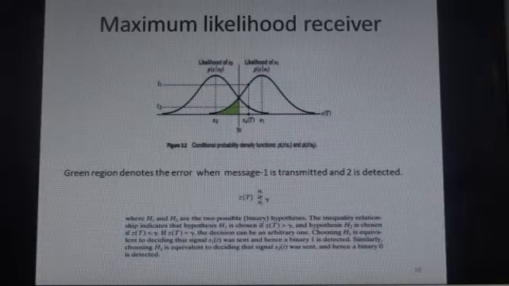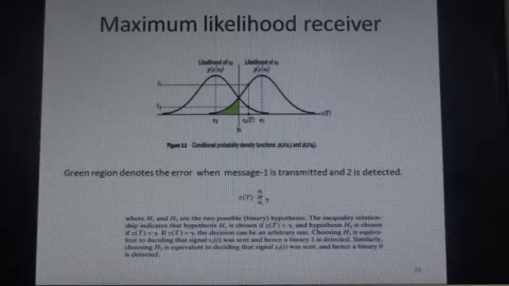For the maximum likelihood detector, the green region denotes the error when message 1 is transmitted and 2 is detected. The right-hand side of the graph shows the likelihood of S1, that is, the probability when S1 is transmitted and z is detected, and the left-hand side shows the likelihood of S2, that is, the probability when S2 is transmitted and z is selected. Two hypotheses, H1 and H2, are used here. Hypothesis H1 states that z(T), the detected part, is greater than gamma, the threshold value. Then hypothesis 1 holds, that symbol 1 was transmitted, and similarly vice versa.